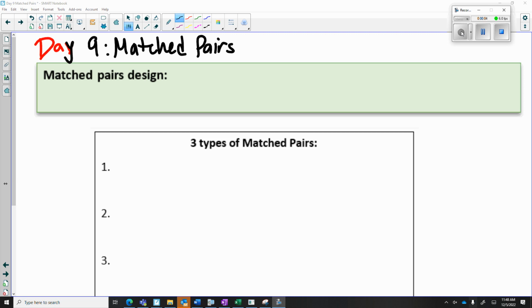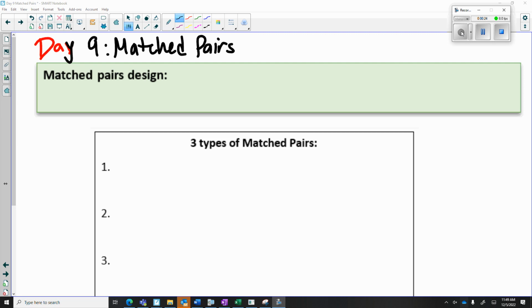Okay, this video is going to go over day 9 notes, matched pairs. So you want to look in your notebook at day 9 matched pairs. It's in the classwork notes, so you would go to your classwork notes, go to day 9, click into it. You already have the notes sent to you. We're just going to take these quick notes and then tomorrow we're going to practice.